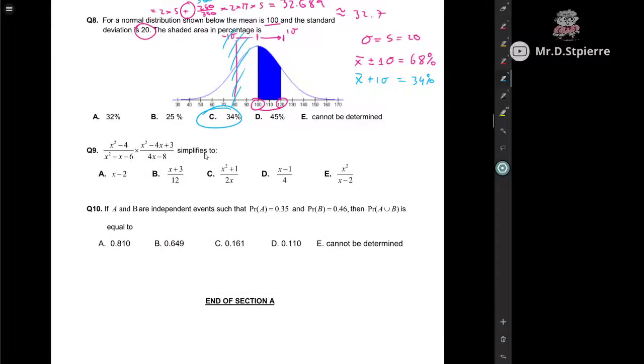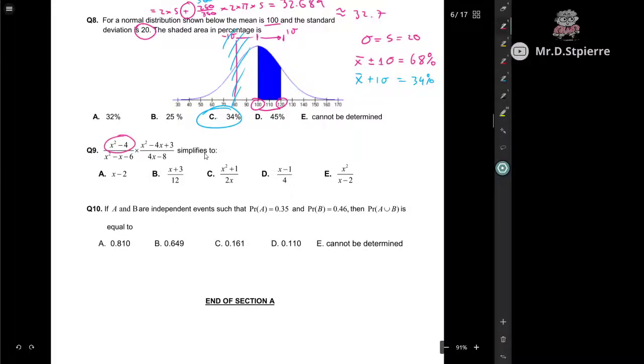Question 9. It's just asking to simplify this. So we have an x squared, no x squared in the right-hand denominator. This is algebra, but it's also looking at your quadratic factorization skills: how to go about factorizing, the different ways you can factorize quadratics. And we have 3 quadratics here and then a linear, and it's likely that a whole bunch of these will cancel out as we factorize them.